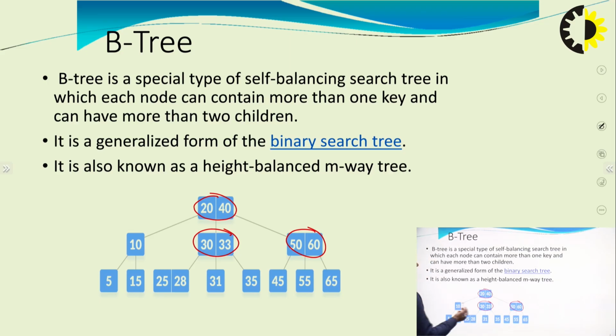That means if we are putting any value, a value lesser than 20 will be on the left side of this, and a value greater than 40 will be on the right side of this. Because it is a special generalized form of binary search tree, all the properties that we have already discussed in BST will be included in this B tree also. We will discuss further with the help of an example.